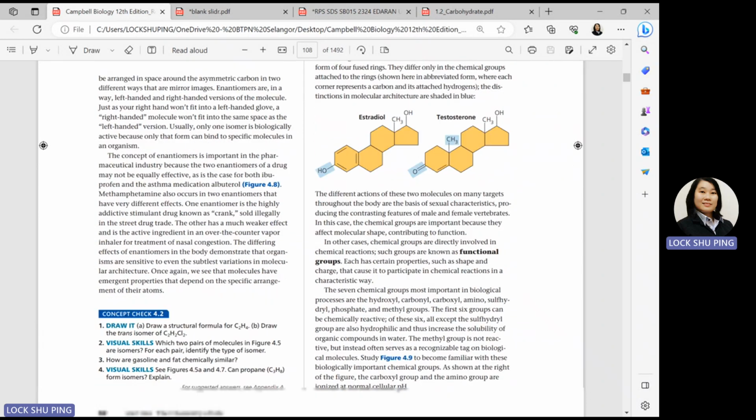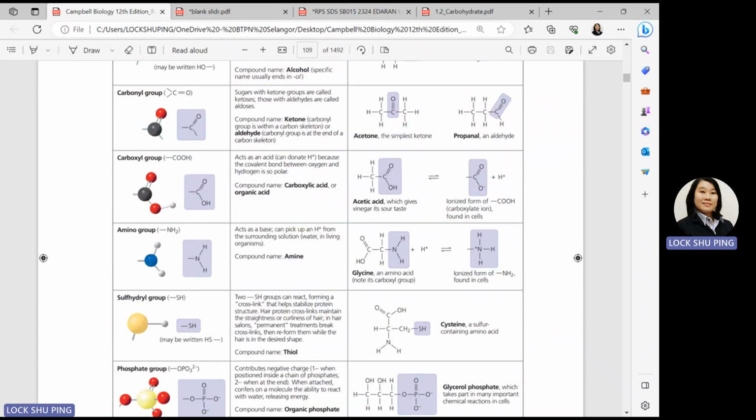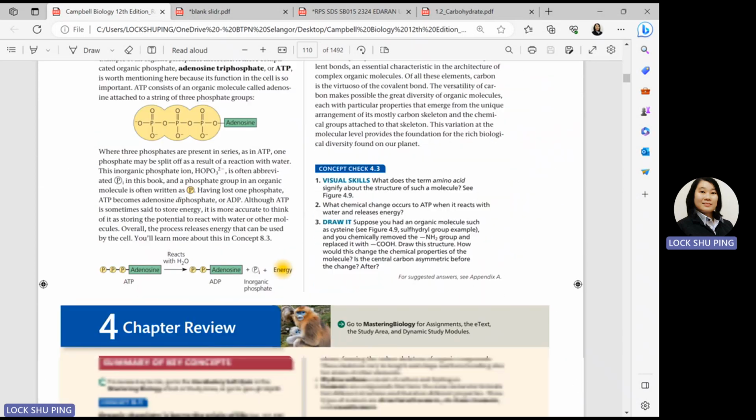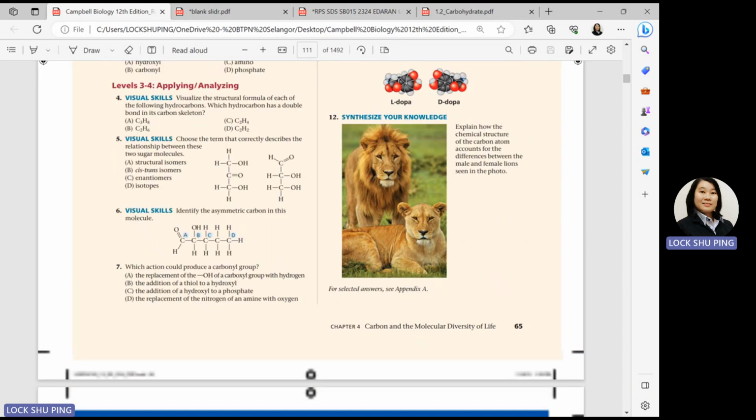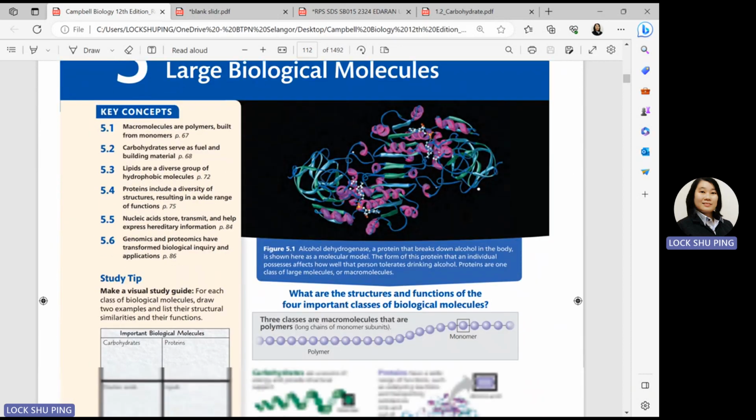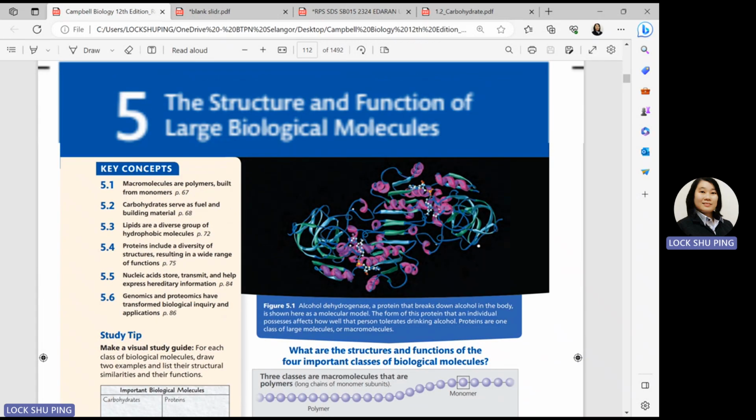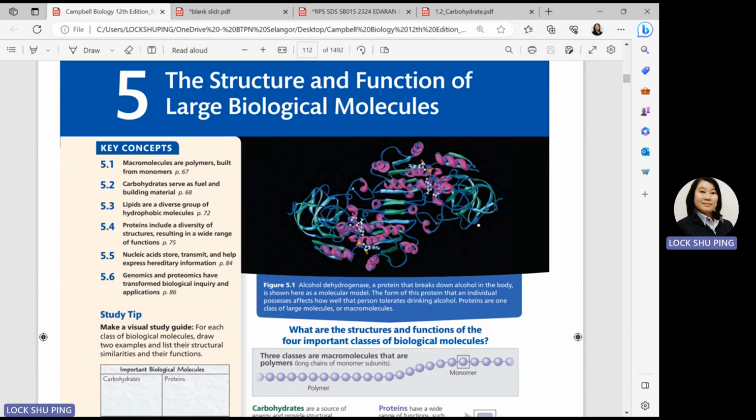So this is the information relating to the lipid. Next, we go through, okay, so this is the functional group. Okay, if it's not here, then we go to chapter 5, the structures and function of large biological molecules. So the second way to locate it, whether your topic is found inside the chapter or not, is to look at the key concept.